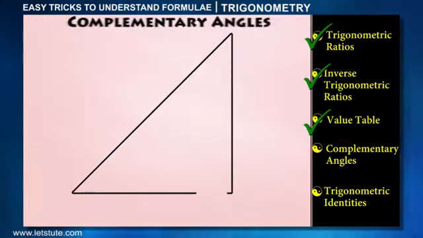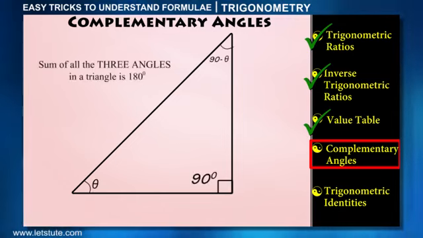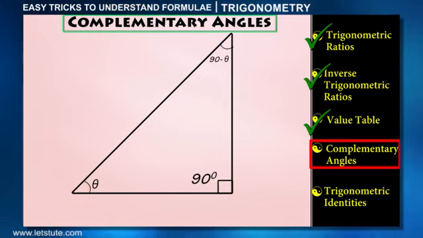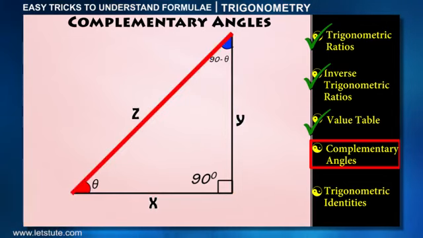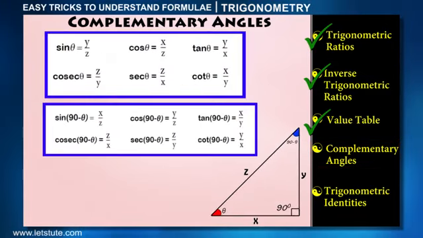We know a right angle triangle has one fixed angle of 90 degrees. So it is very much obvious that the sum of the rest two angles must be 90 degrees. Therefore, those two angles are called complementary angles because they complete a triangle. Let's now give some values to its sides x, y, z, and we also write the 6 trigonometric ratios for both the angles theta and 90 minus theta.